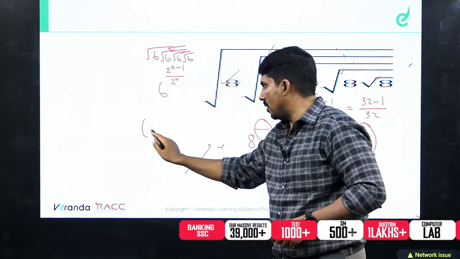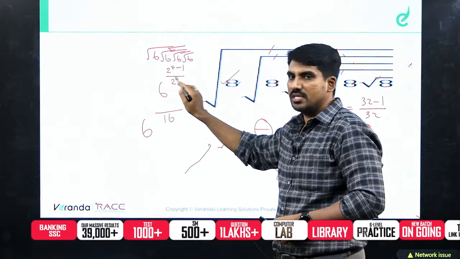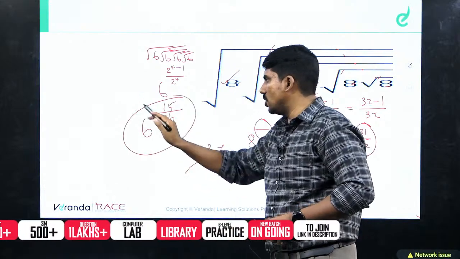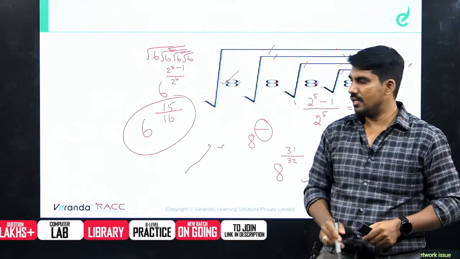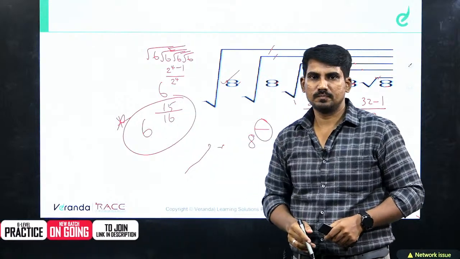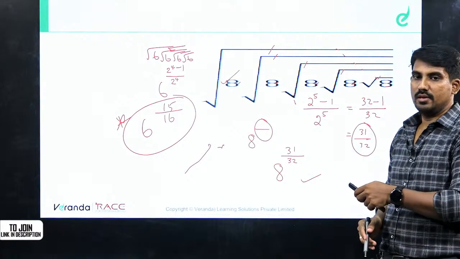Therefore, 6 to the power 2 power 4, what is the value? 16. 16 minus 1, what is the value? 15. Therefore, 6 raised to the power 15 by 16. This is the method. Clear? 6 to the power 15 by 16.